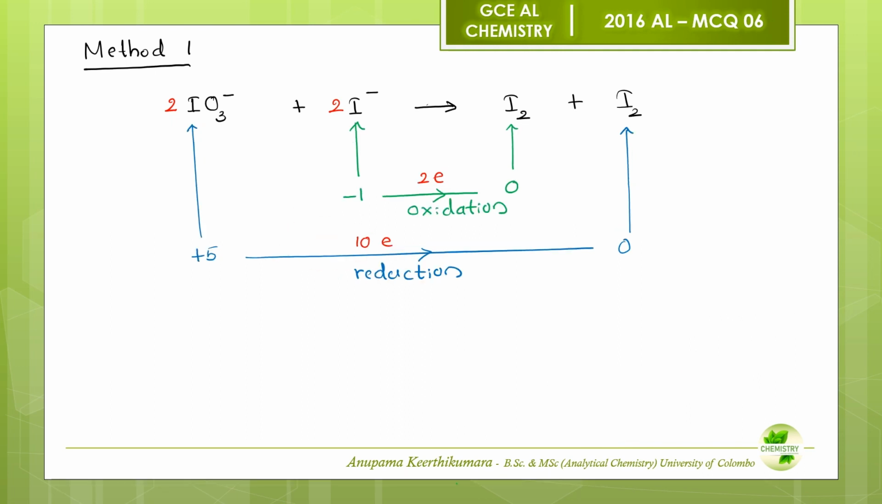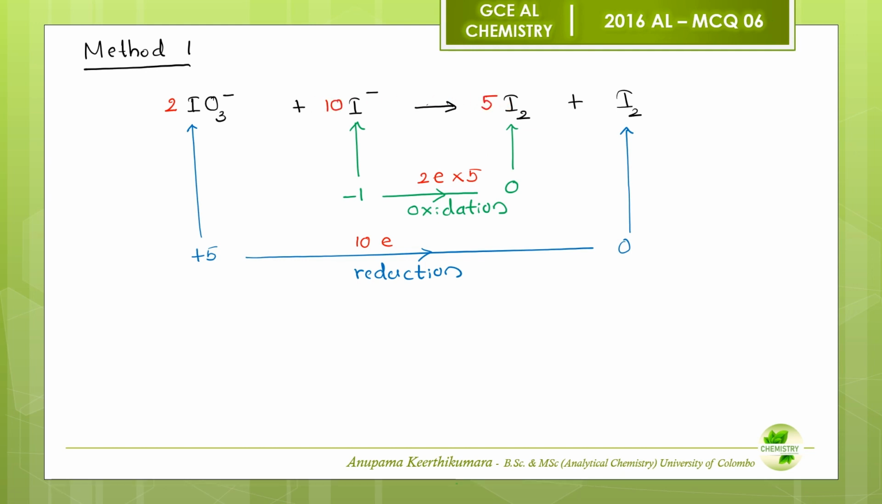The next step is to balance the number of electrons. 2 electrons are involved in the oxidation process and 10 electrons are involved in the reduction process. Therefore, we need to balance the number of electrons. Therefore, we will multiply 2 electrons by 5. At the same time, you need to multiply these two coefficients by 5 as well. 5 times 2 is 10.